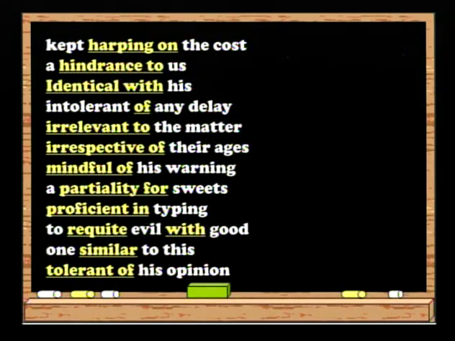coast, a hindrance to us, identical with his, intolerant of any delay, irrelevant to the matter, irrespective of their ages, mindful of his warning, a partiality for sweets, proficient in typing, to requite evil with good. One similar to this: tolerant of his opinion.